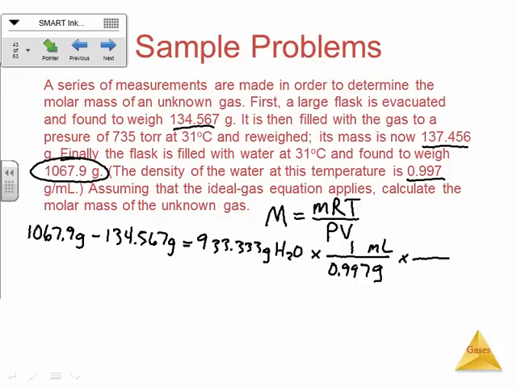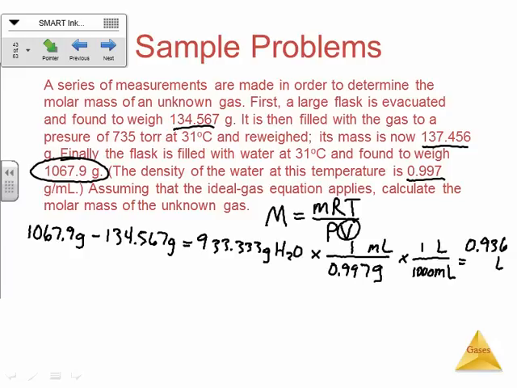And while we're at it, let's go ahead and convert this to liters, because when we plug into our ideal gas equation, we've got to have this in liters. So 1,000 milliliters in a liter. So then we divide this by 0.997 divided by 1,000. So we have 0.936, 3 sig figs here, liters.